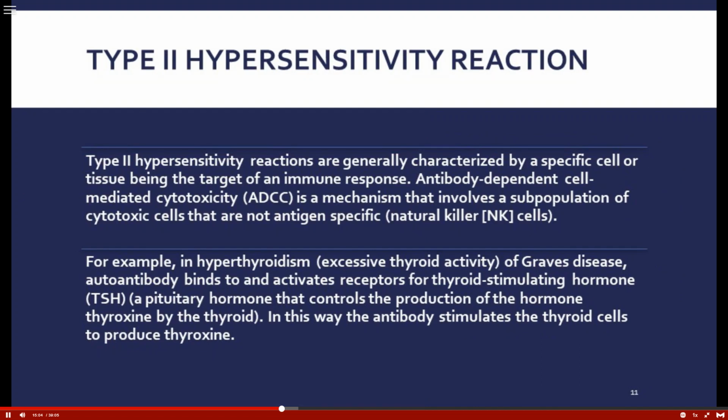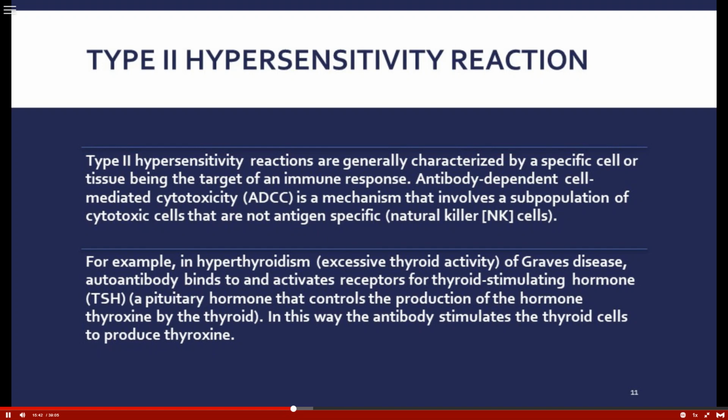Type 2, on the other hand, now we're going into antibodies, right? So we think about antibodies, they bind to the antigen on that cell surface. So with type 2 hypersensitivity reactions, they're generally characterized by a specific cell or tissue as the target. All right, so antibody-dependent cell-mediated cytotoxicity, that's a fancy string of words, is a mechanism that involves such things as the natural killer cells.